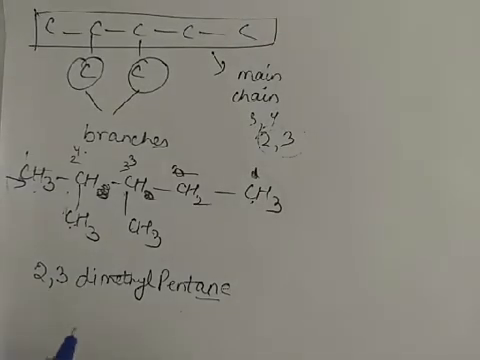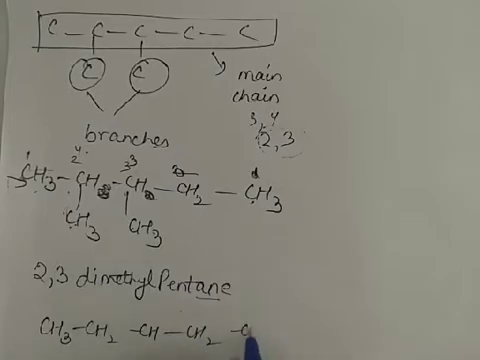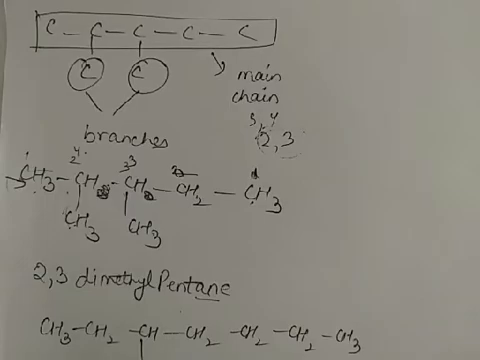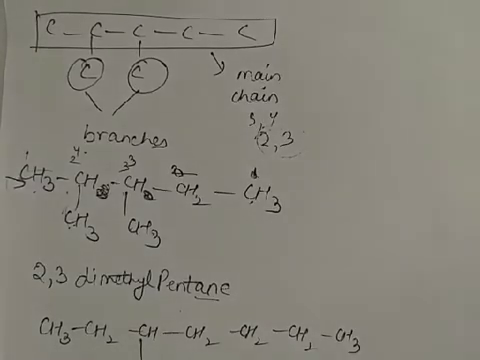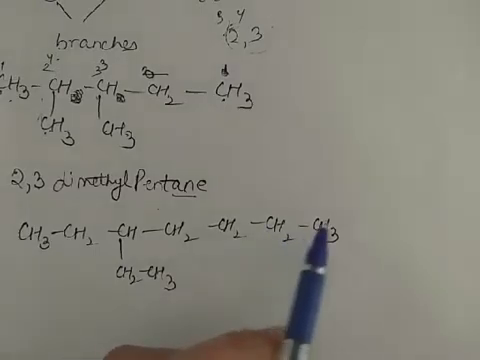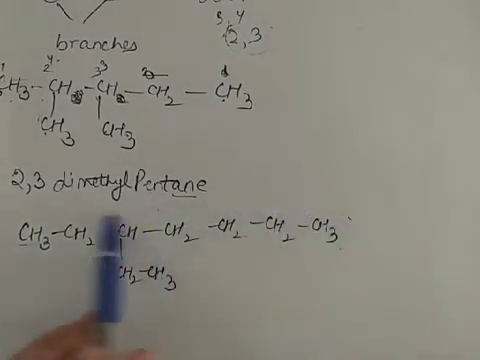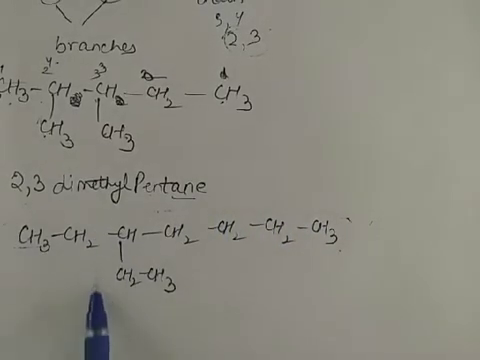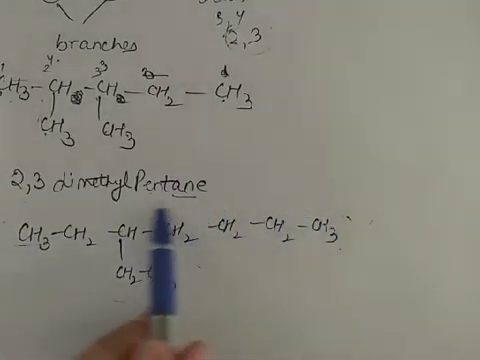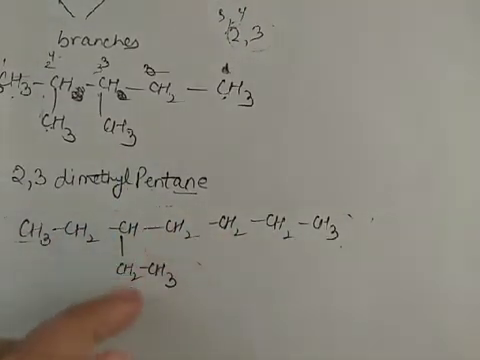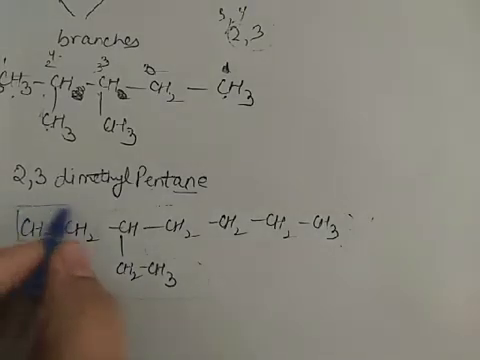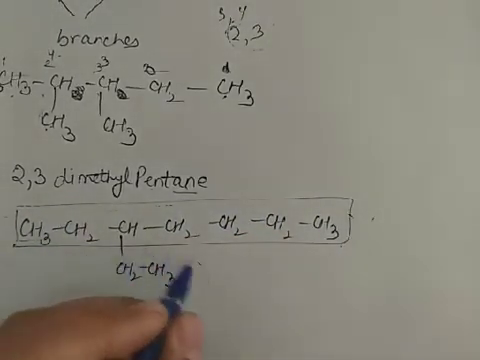Moving to another example, CH3 CH2 CH CH2 CH2 CH2 CH3, and on the third carbon there is CH2 CH3. So which one is the main chain? You can see either this one, because in this carbon chain there are 1 2 3 4 5 6 7 carbons, or you can say this is also a main chain. These two will become branches. The carbon number will remain the same in the branches. So let's consider this as the main chain and these as branches.